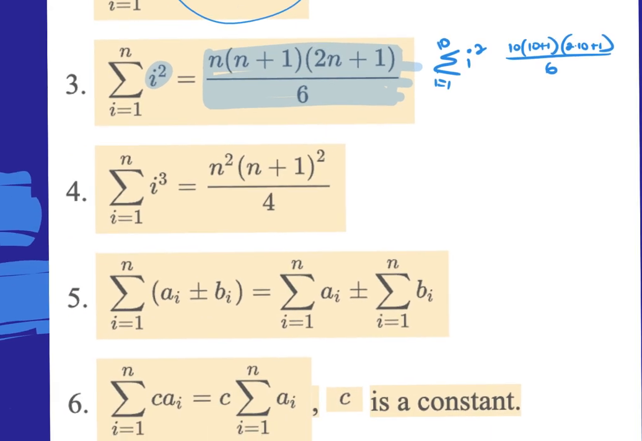Okay? If that variable is cubed, I use this formula. So again, if this was a 10, then this would be 10 squared times 10 plus 1 squared over 4.